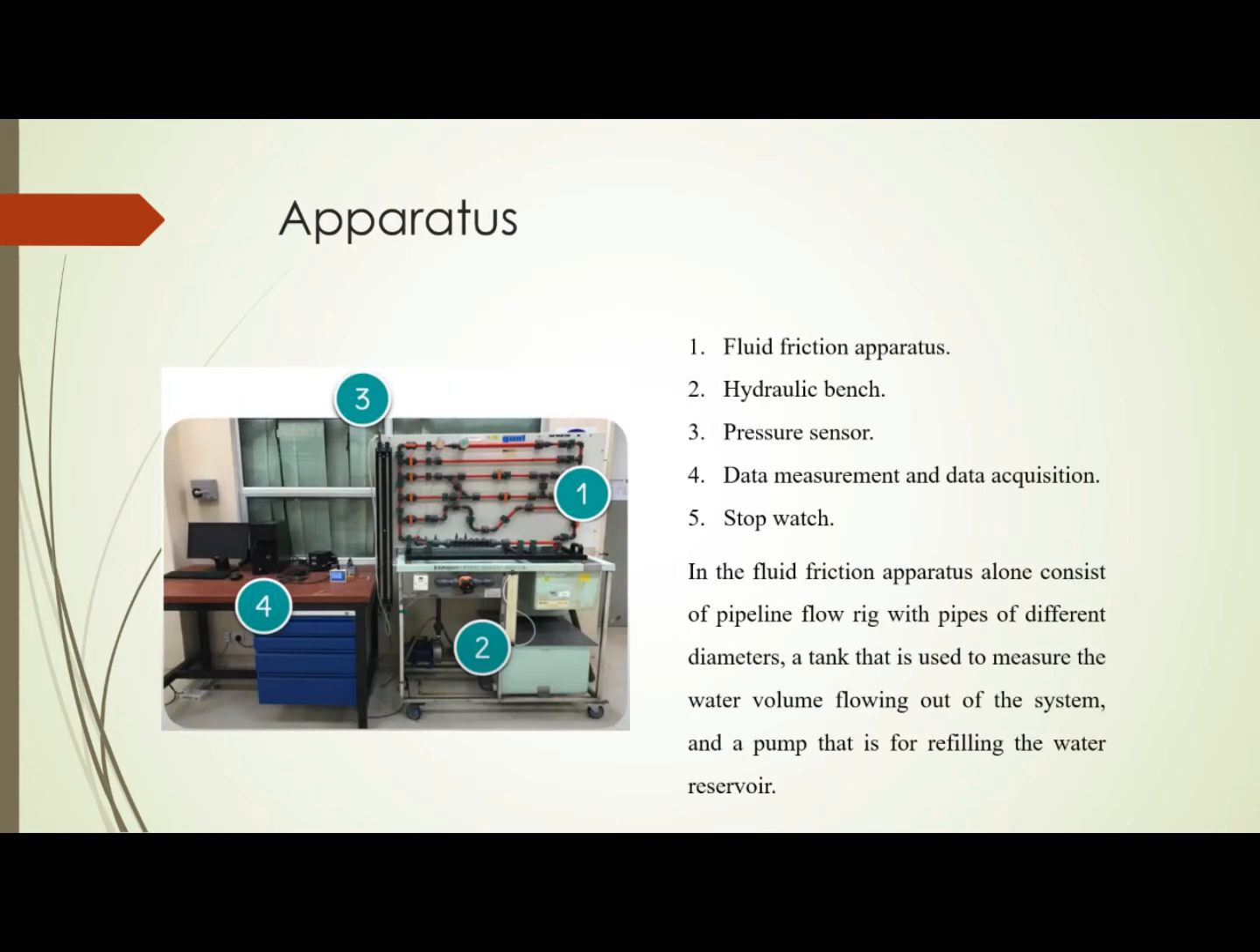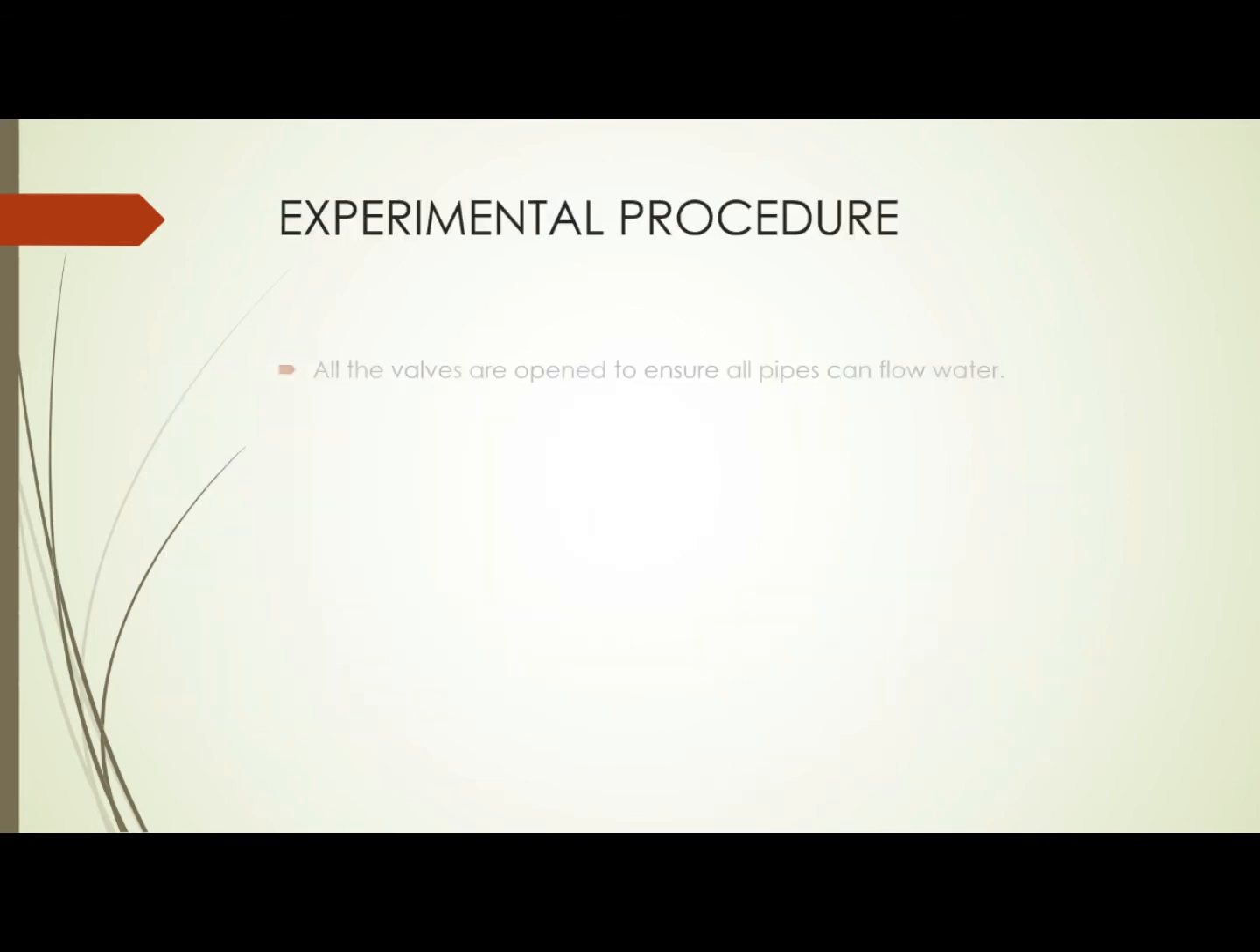So these are the apparatus for our experiment. First is the fluid friction apparatus, the hydraulic bench, the pressure sensor, and the data measurement and data acquisition. We also include a stopwatch in this. The fluid friction apparatus alone consists of a pipeline flow rig with pipes of different diameters, a tank that is used to measure the water volume flowing out of the system, and a pump that is for refilling the water reservoir.